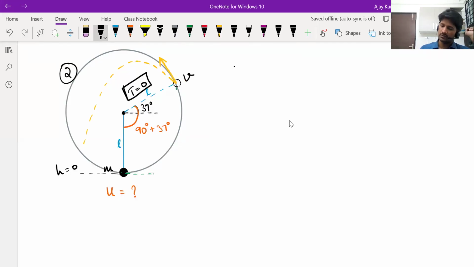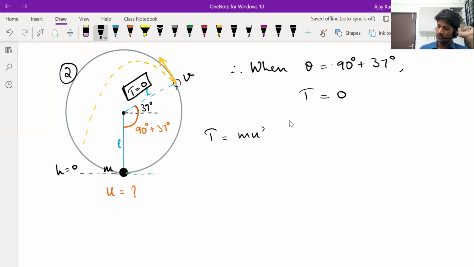It's falling into the circle, which means tension becomes 0. So the mathematical condition we are going to write is: when the angle rotated becomes 90 degrees plus 37 degrees, tension should become 0. We know the angle, we know the tension. The only unknown will be speed now. And for this, we won't use mechanical energy conservation. We'll use the formula for tension: mu square by L plus 3 mg cos theta minus 2 mg.